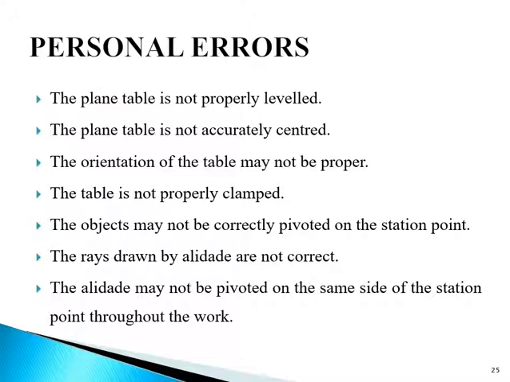Next are personal errors. The plane table is not properly leveled. The plane table is not accurately centered. The orientation of the table may not be proper. The table is not properly clamped. The objects may not be correctly sighted from the station point. The rays drawn by the alidade are not correct. The alidade may not be pivoted on the same side of the station point throughout the work. So these are all the personal errors.